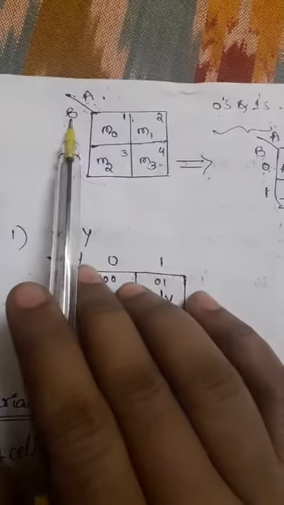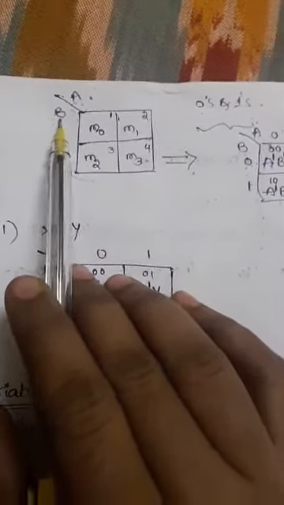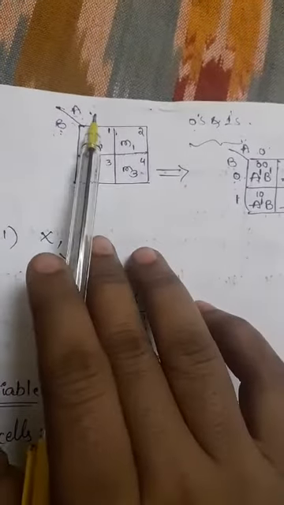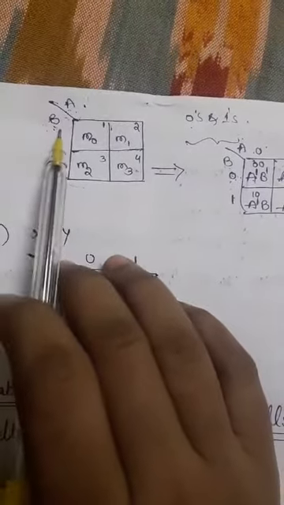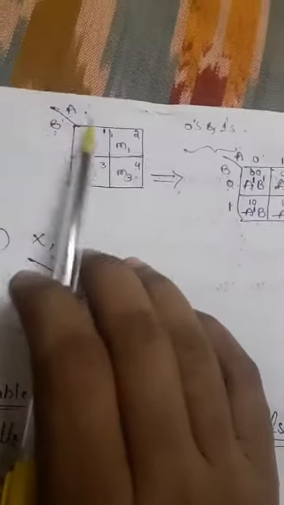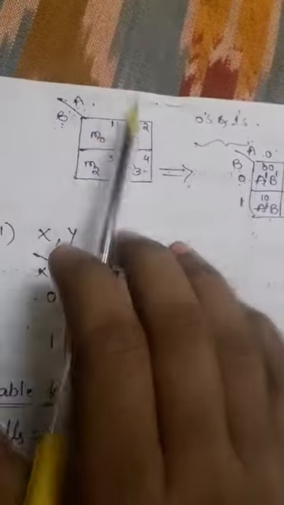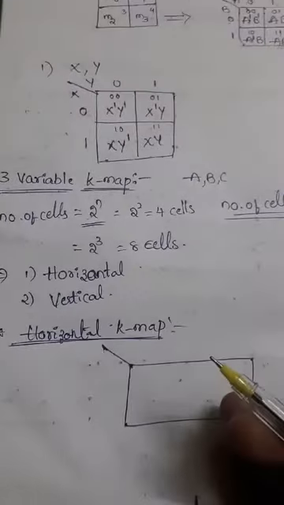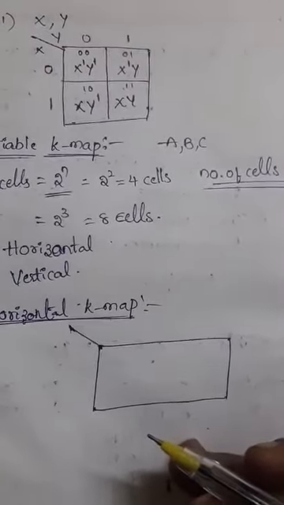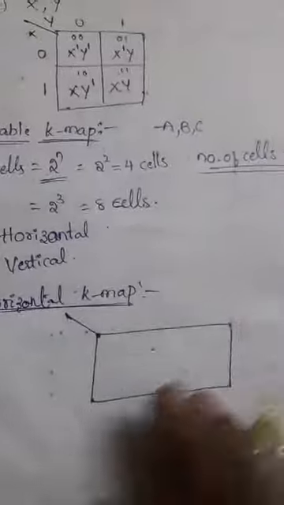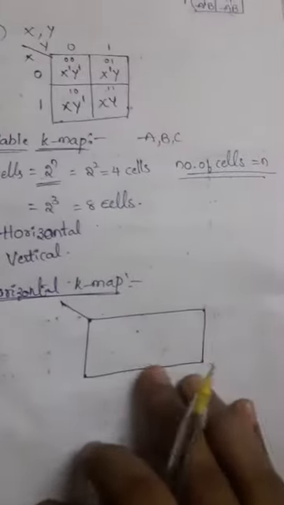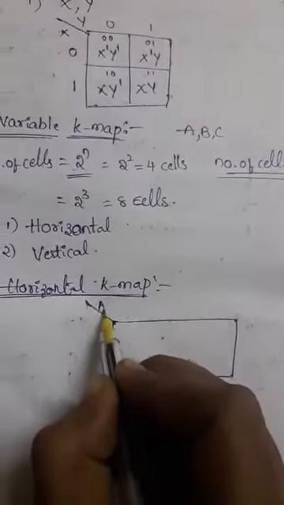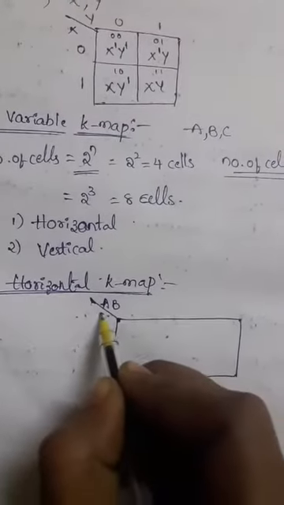Two variables is nothing but A and B that I'm considering. At the top, the column side, we are considering a single variable, and at the row side we are considering one variable. That means we have only two variables, so it is separated by row and column directly. But in this three variable case, we have three variables in total. How to represent these three variables? I'm considering two variables here and one variable here.